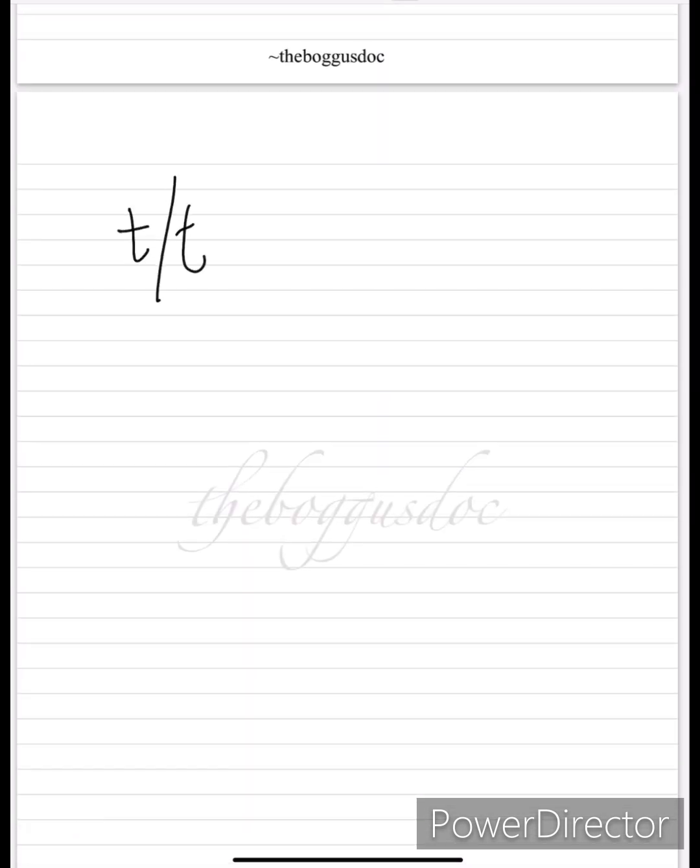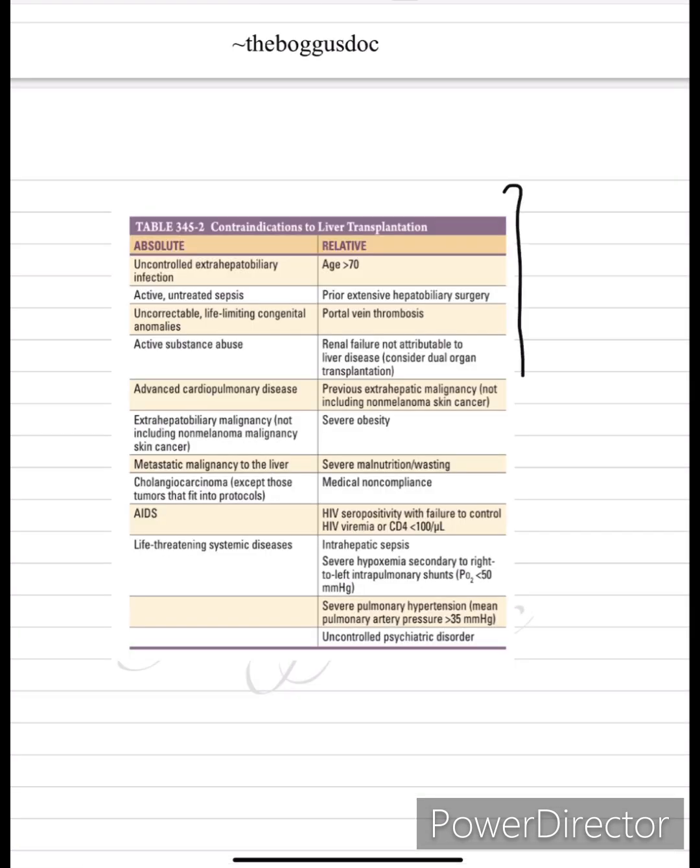Actually, I did multiple sites. Don't know why. In the treatment part, one thing we missed is the last part: if it is occurring again and again, we can go for liver transplantation as treatment. Okay, here, these are the contraindications of liver transplantation.